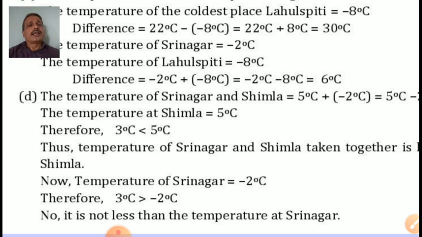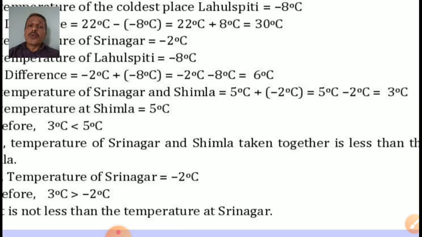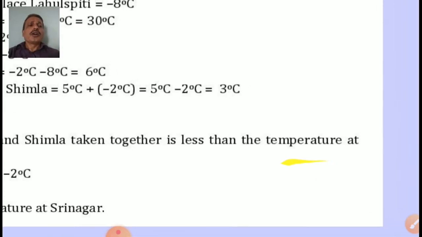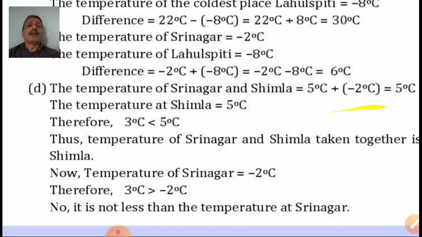So we can write 3 degrees less than 5 degrees centigrade. Thus the temperature of Srinagar and Simla taken together is less than the temperature at Simla. It's a 3 degree and here is the 5 degree. So it's a less than.